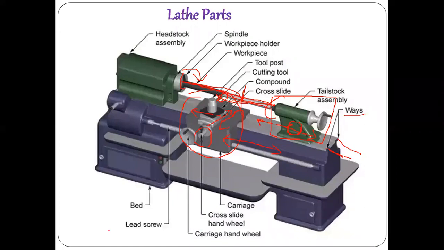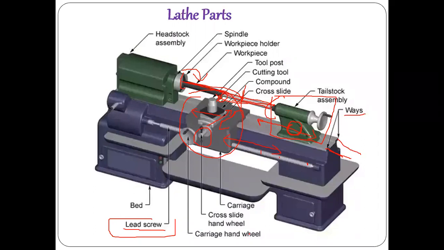Then there is the lead screw. Why? Because the carriage is moving on the lead screw. So this is the lead screw. It is nothing but a threaded rod. You can see this on your lathe when you visit your machine shop. You can see there is a threaded shaft, and this threaded shaft is called a lead screw. So these are the basic important parts of the lathe.